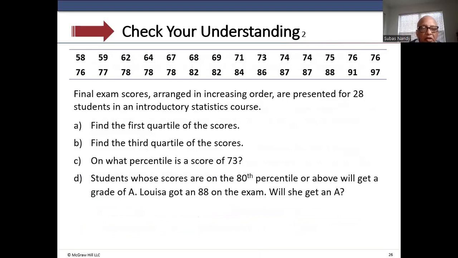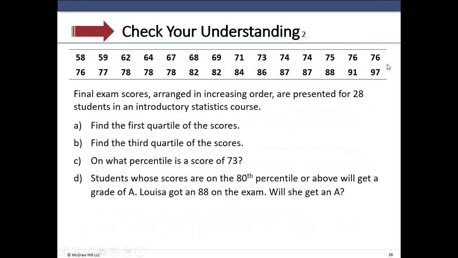Find the first quartile, find the third quartile, and the percentile of the score 73. Okay, so we will enter the data in L1. Second, plus, 4, clear all list, done, then stat, 1.